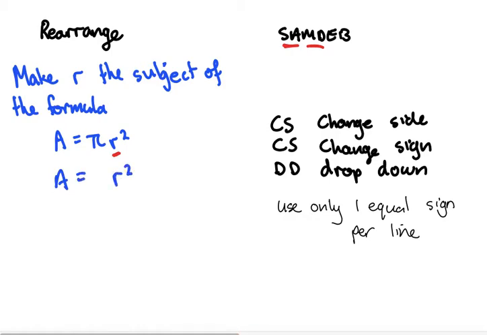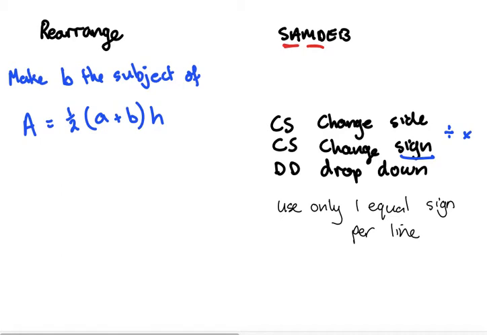R squared is times by pi, so the opposite is dividing by pi, because remember we changed the sign, so a division becomes a multiplication and a multiplication becomes a division. The opposite of r squared is to square root, so we square root the right hand side and we square root the A over pi, and there we've made R the subject of the formula. So we use the same skill set as solving for rearranging.